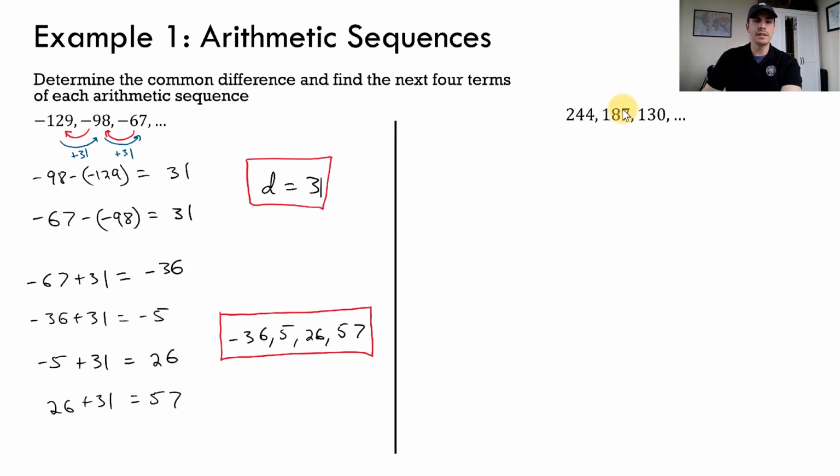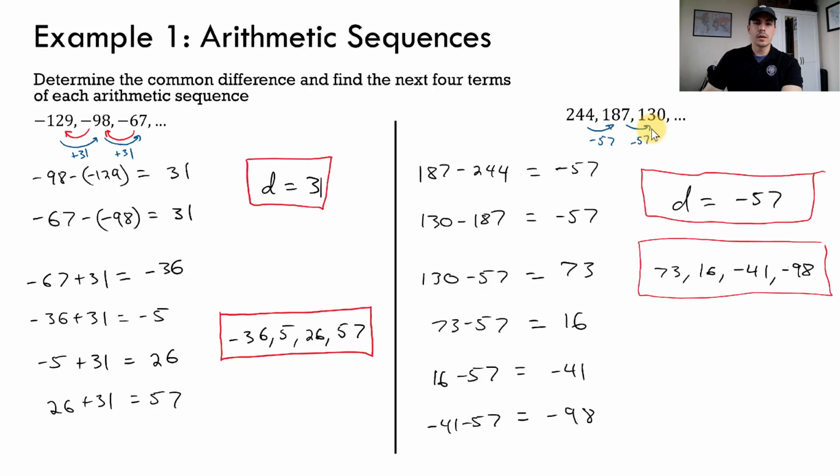All right, so you guys pause the video and do the same thing with this sequence here. 244, 187, and 130. Alrighty, hopefully you got a common difference of negative 57, and these are your next 4 terms.